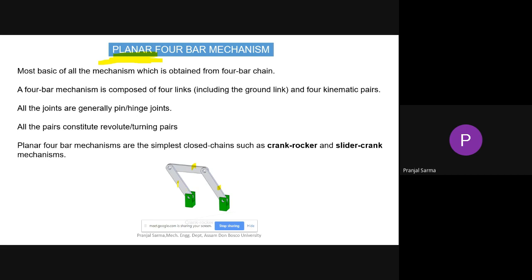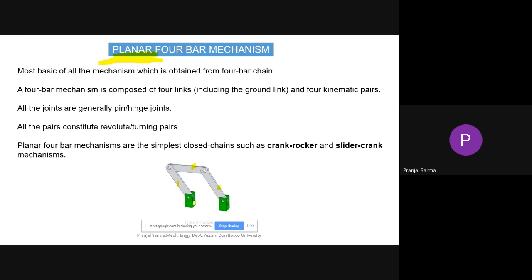This pin joint or hinge joint, what kind of pair is it constituting? Because of this pin or hinge, it gives rise to a revolute or turning kind of pair. Now this particular four-bar mechanism we have also discussed previously. This is the most basic of all mechanisms. Already we have checked whether this kind of assemblage is going to give you a kinematic chain or not, and that assembly was giving us a kinematic chain.